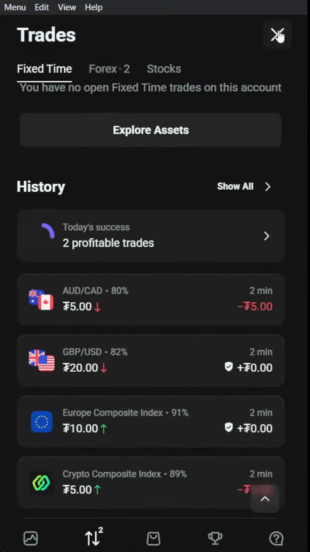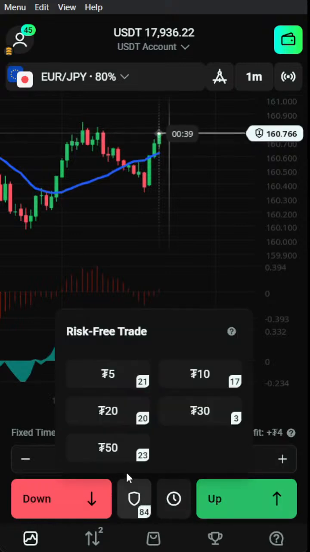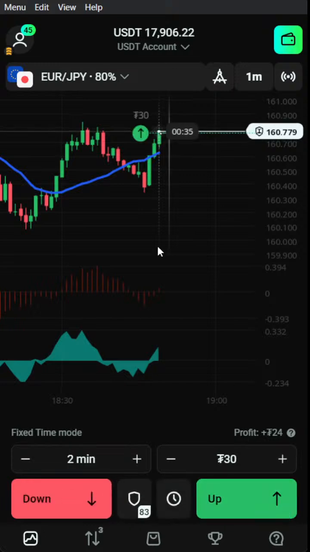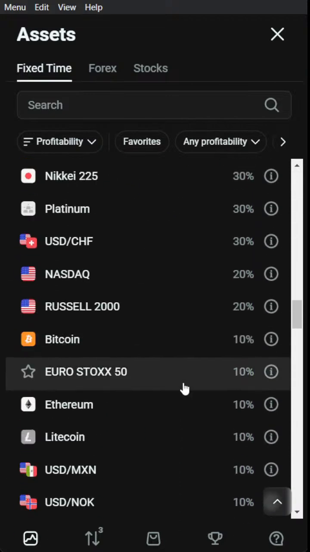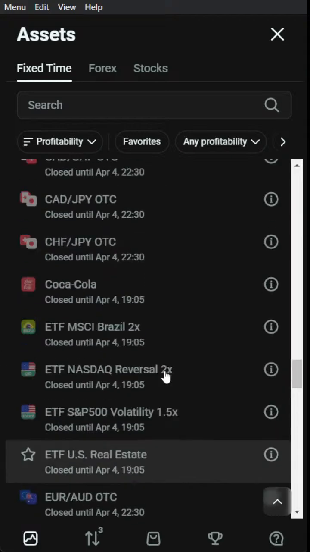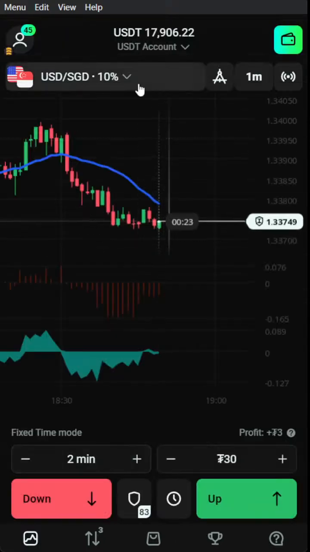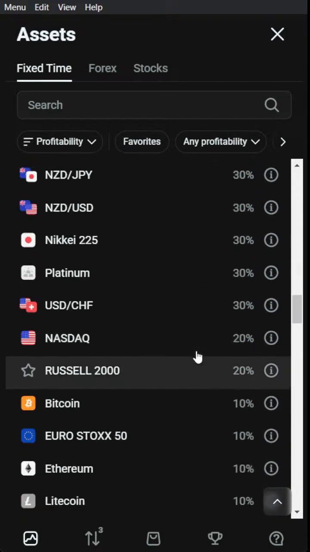Okay, no guys, the trades are not going positive, which is not at all a good sign. Let's check. Let's make some trades here. Let's just try. Let's just scroll a bit down. I am okay with fewer assets too, a lower percentage, but I want opportunities.